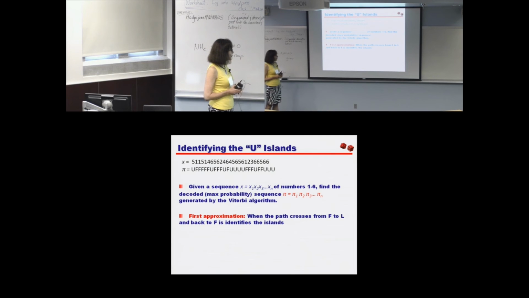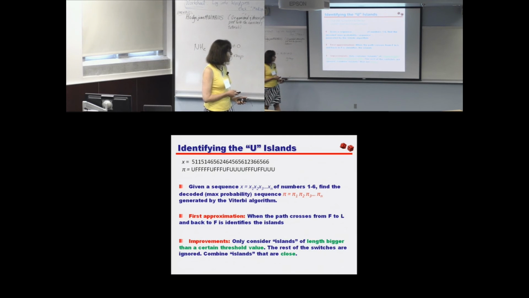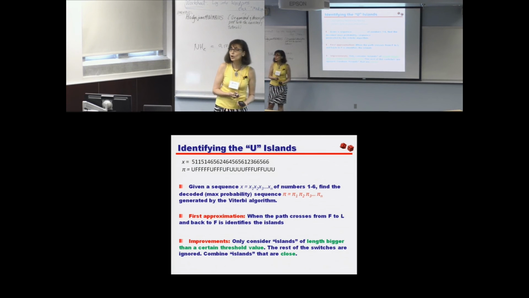I want to identify the islands as the crossings from the fair to unfair die. So I can say, all right, when I look at the hidden sequence, and the hidden sequence is U's and F's, where I cross from fair to unfair, this looks like an island to me. And here perhaps that looks like an island. So this is what the Viterbi algorithm does to do the initial decoding problem.